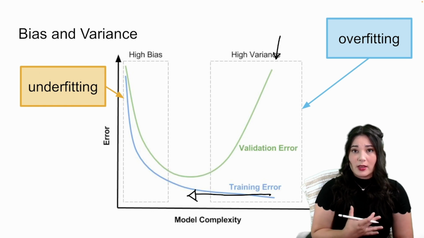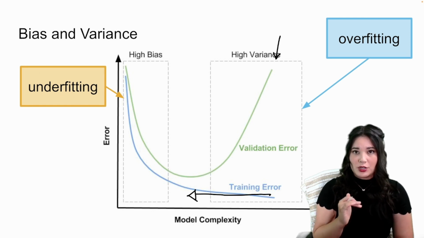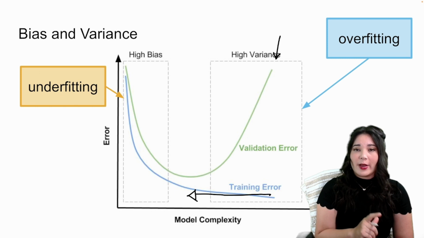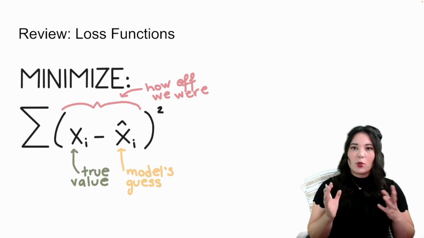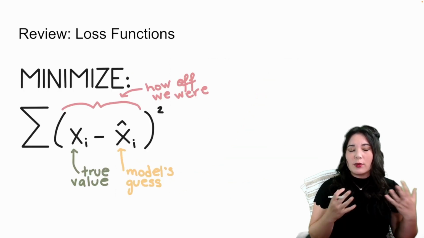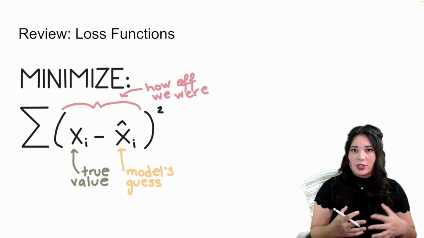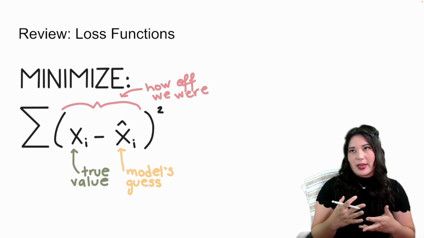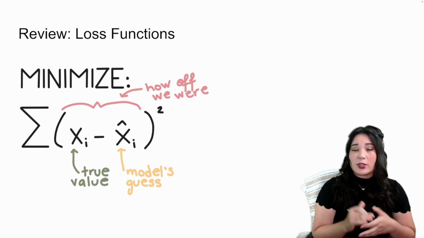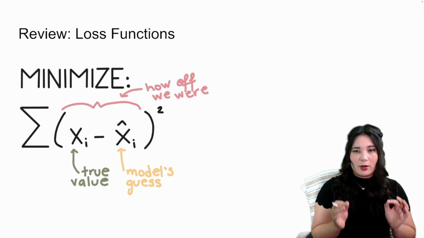Over the course of this class, we're going to learn lots of different ways to do that. But the first one I want to talk about is regularization. In order to talk about regularization, we need to review loss functions. Remember we talked about that loss functions are numbers or metrics that assess the performance of our model, where smaller values mean a better performing model.